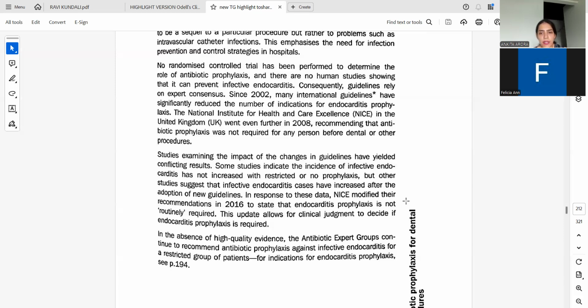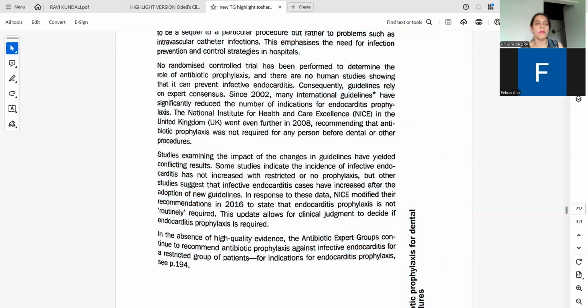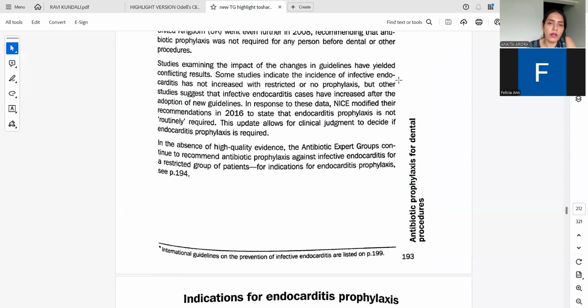In response to these data, NICE modified their recommendations in 2016 to state that prophylaxis is not routinely required. This update allows for clinical judgment to decide if endocarditis prophylaxis is required. So 2016 is the date when they say that it is not routinely required. One blanket statement is, you will tell your patient it is not routinely required, but you will make a clinical judgment for that particular case, and finally it will boil down to your clinical judgment.